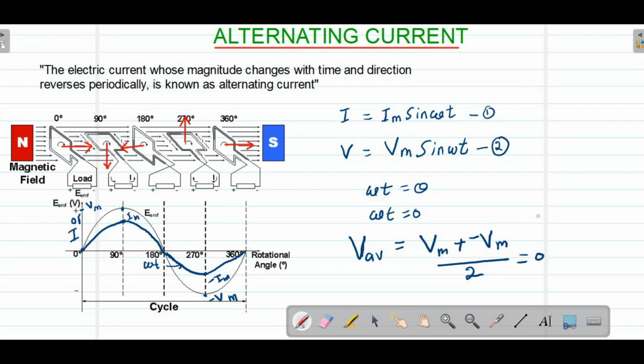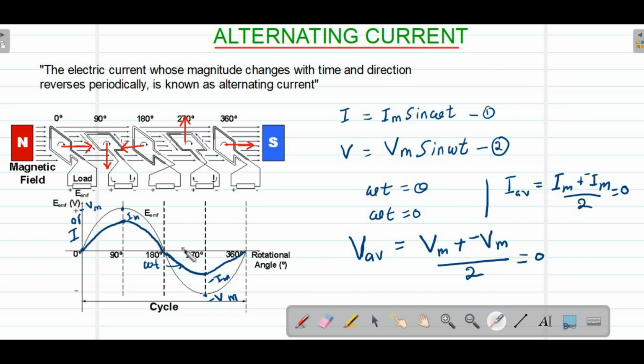Same is the case with current also. If I take the average value of current, I average, that will be equal to, in the positive half, plus Im, in the negative half, minus Im. Then if I take the average value, I should write plus Im plus minus Im divided by 2. This also will be equal to 0. So when we take the average value or mean value of voltage and current in a full cycle, that will be equal to 0. So we cannot take this average value of voltage and current in an AC circuit.